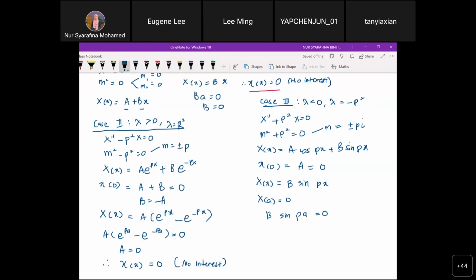Okay, so from this, can b equal 0 or not? You can simply put sine pa to the right and then you get b equals 0, right? But can this b equal 0 or not? Why? Why can it not?